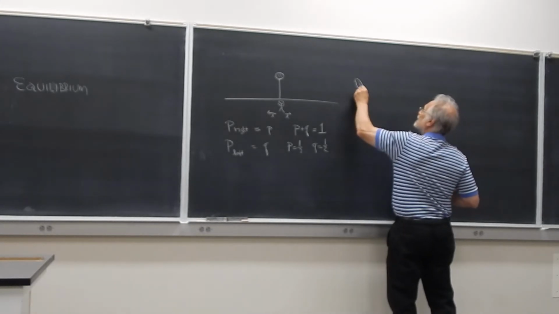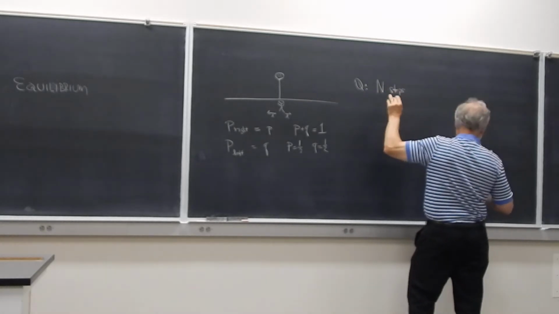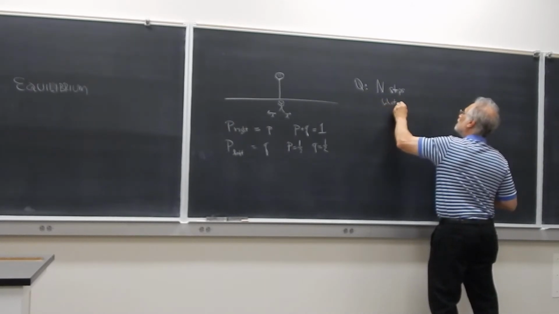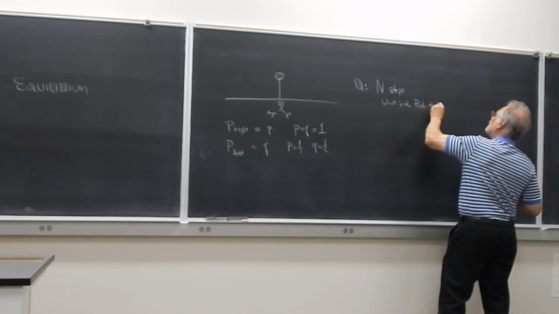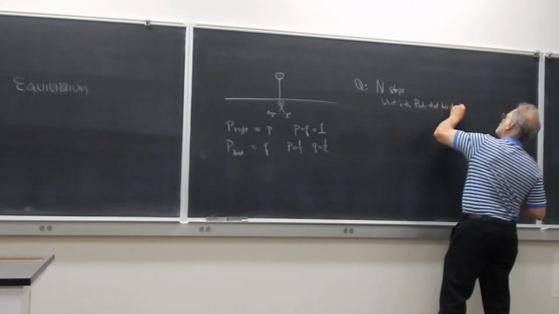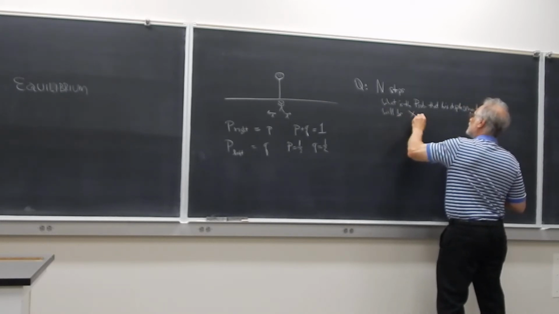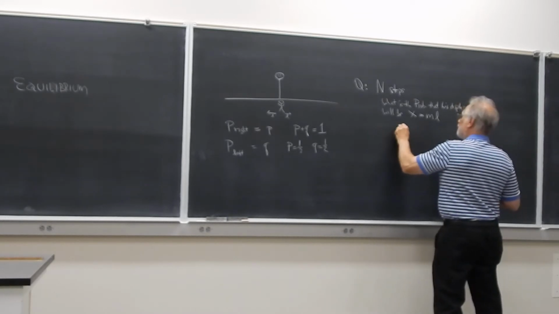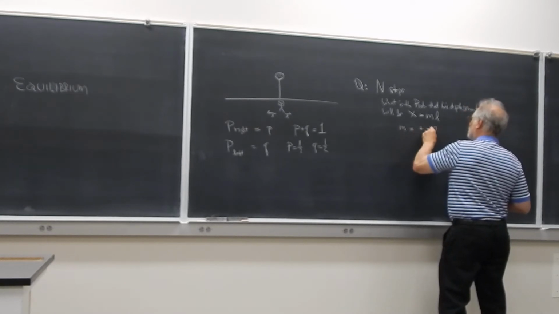So the question I'm going to ask is, if the student has taken n steps, n being a large number, what is the probability that his displacement will be equal to x, m times L, where m can be either positive, negative, or 0.